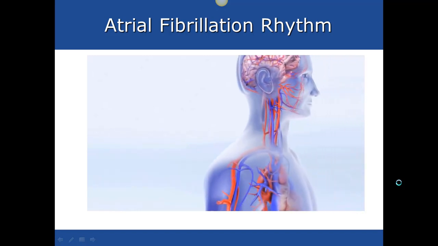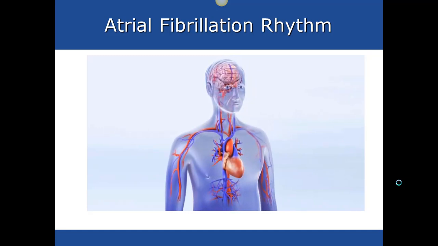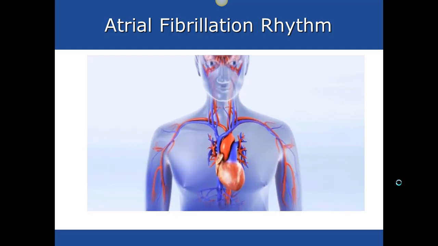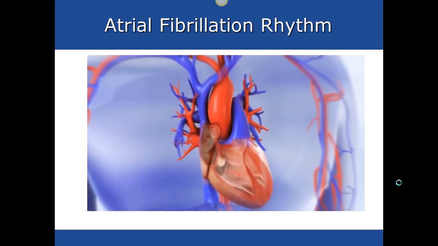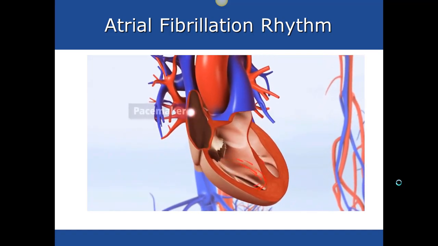Atrial fibrillation, or AF, is an irregular heartbeat. It is caused by a breakdown in the natural pacemaker that is responsible for making sure that the 4 chambers of the heart contract in a coordinated way to pump blood around the body.